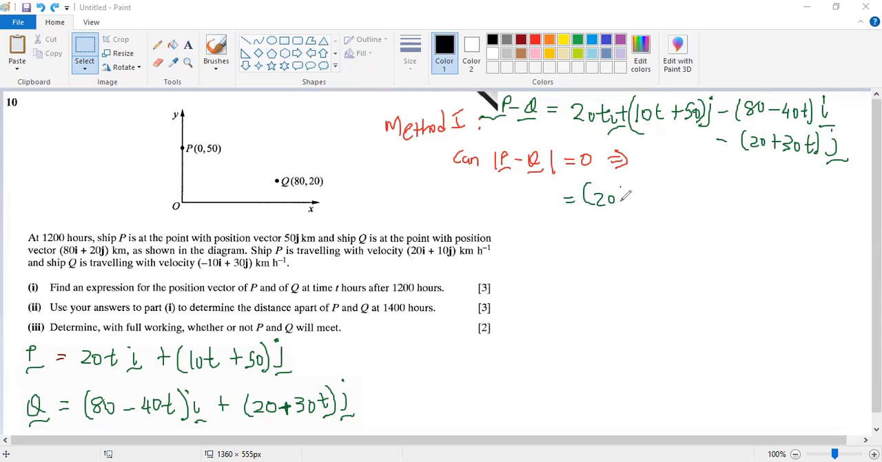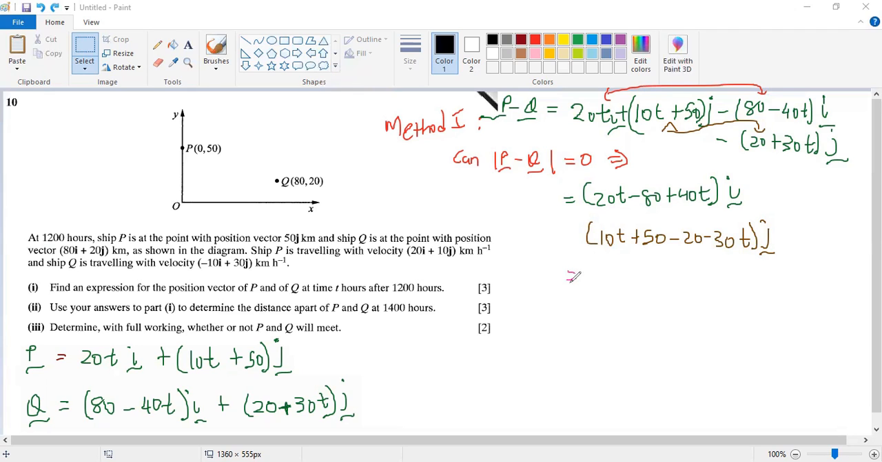That means the 20t with the i part. Looking at these, these two are i's. So 20t minus 80, and then plus 40t. This is the i component. How about the j component? Let's do it below. 10t plus 50, and the j is minus 20 minus 30t. And this will be the j component.